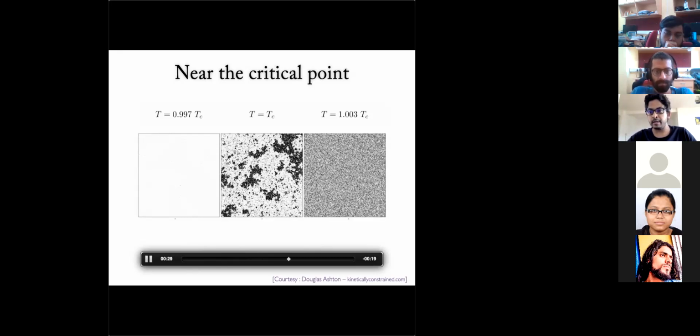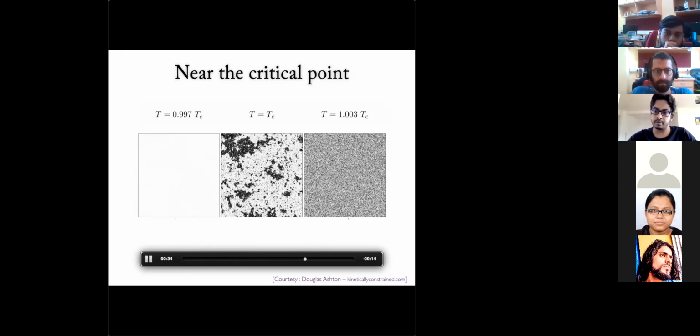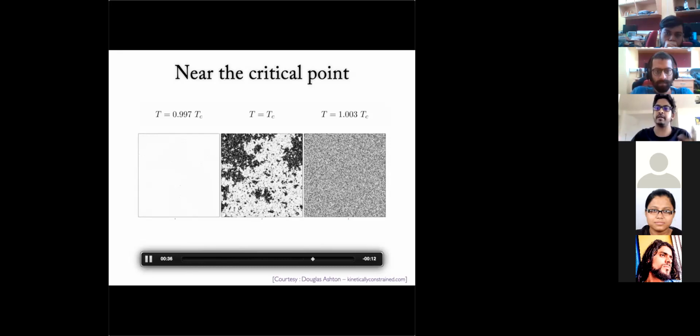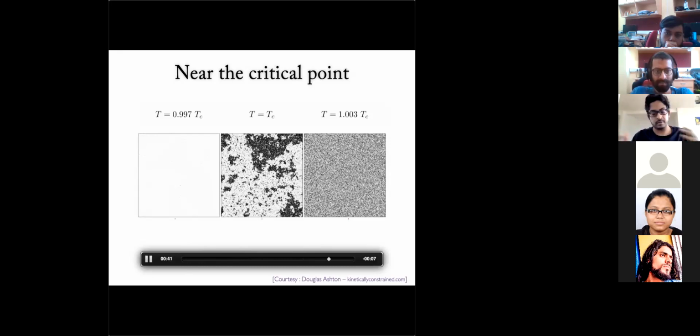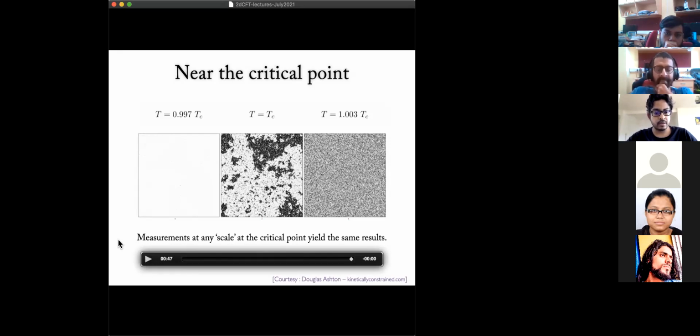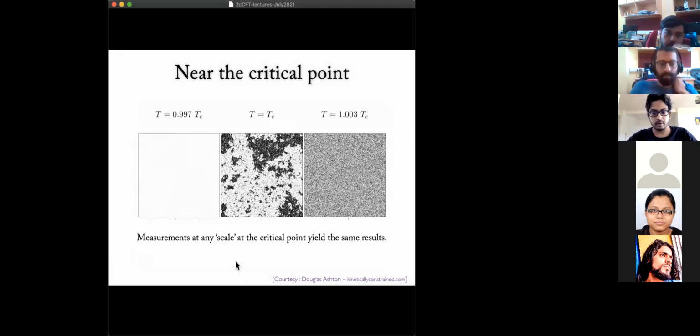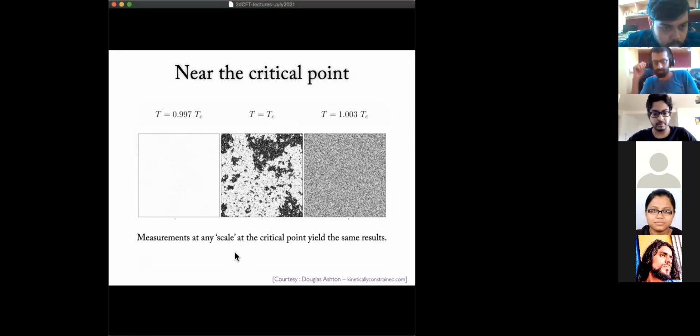And very interestingly, at the critical point, as you zoom further and further out, it looks more or less the same across all scales. So you really cannot distinguish between the scales of your system. So this is scale invariance. And what this implies is that measurements at any scale at the critical point yield the same results. And so this is why conformal field theory is useful for describing systems near or at the phase transition.